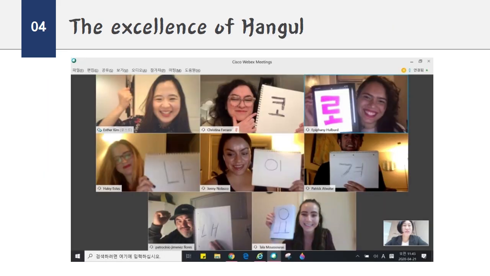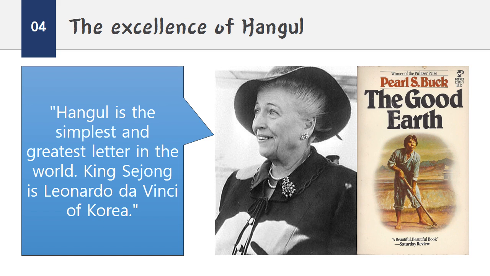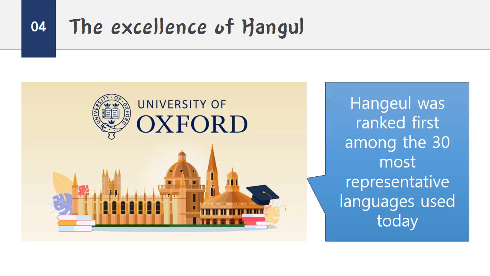Recently, as interest in the Korean language has increased worldwide, many studies on it have been conducted. Based on these studies, many people in the world are talking about the excellence of Hangul. Pearl Buck, an American novelist who won the Nobel Prize in Literature for her novel The Good Earth, said, Hangul is the simplest and greatest letter in the world. King Sejong is the Leonardo da Vinci of Korea. Furthermore, Hangul was ranked first among the 30 most representative languages used today, in a study by Oxford University's Department of Linguistics, based on language rationality, scientific originality, and more. Why are many people praising Hangul for its excellence? From now on, we will take a closer look at its excellence.